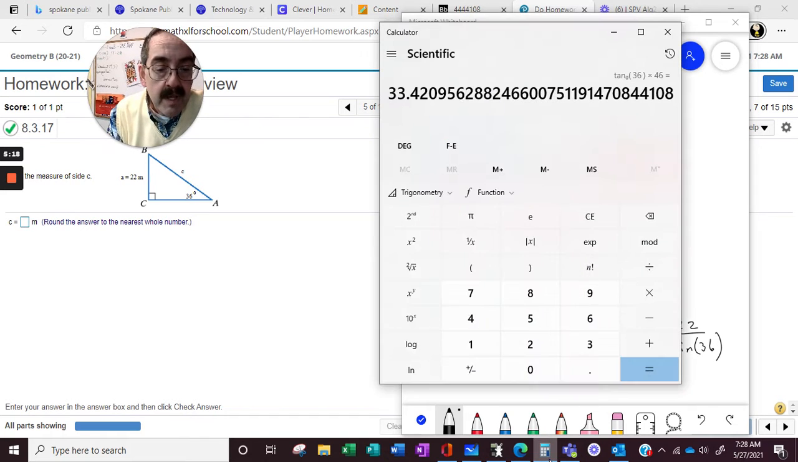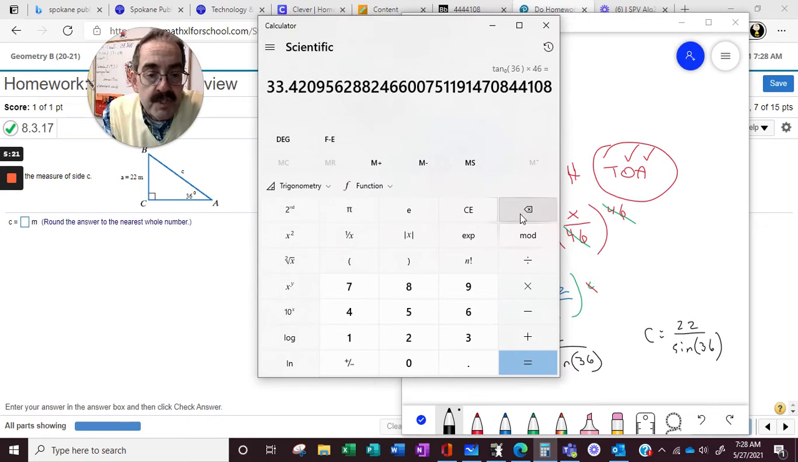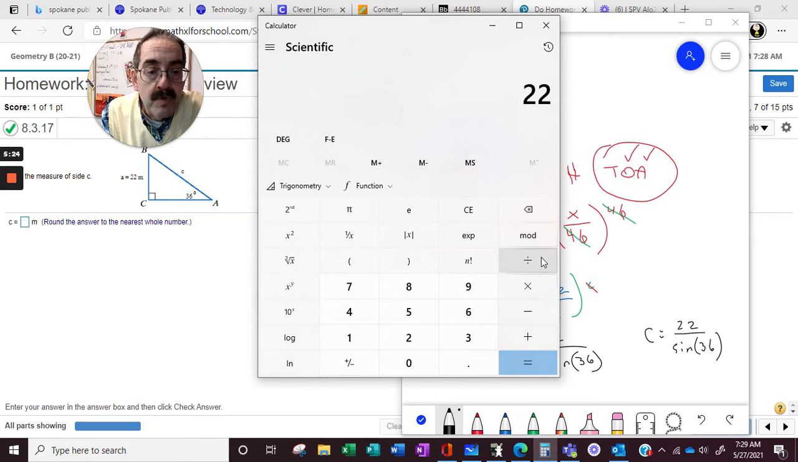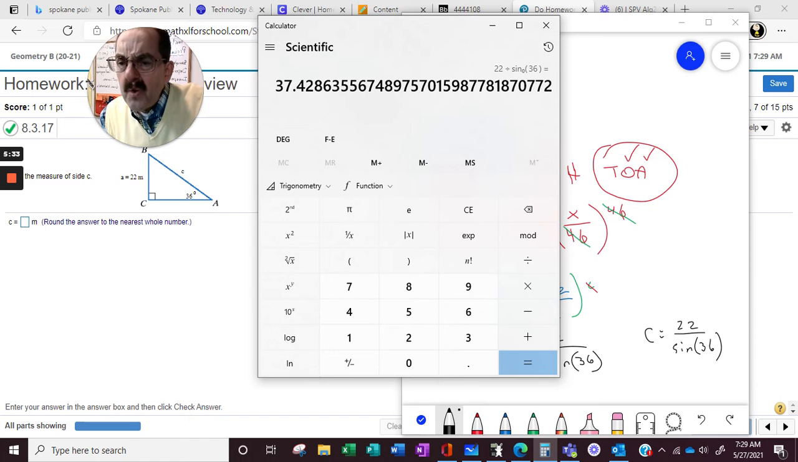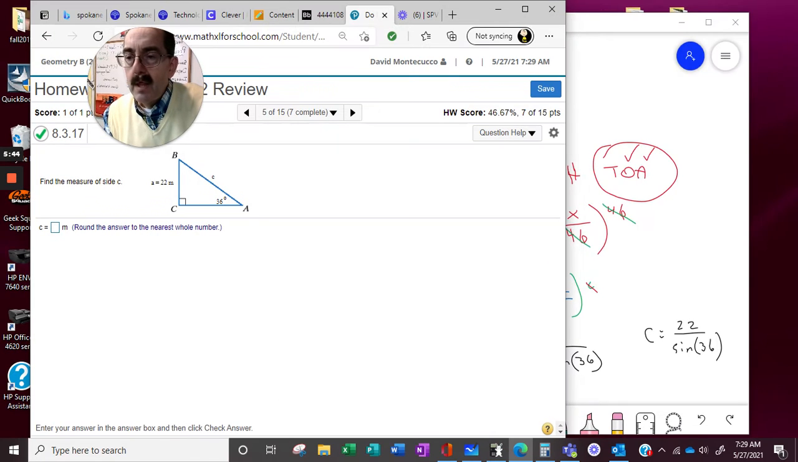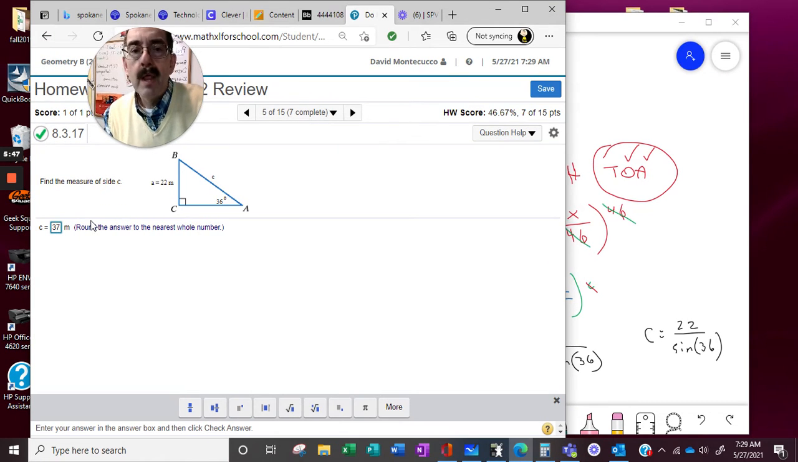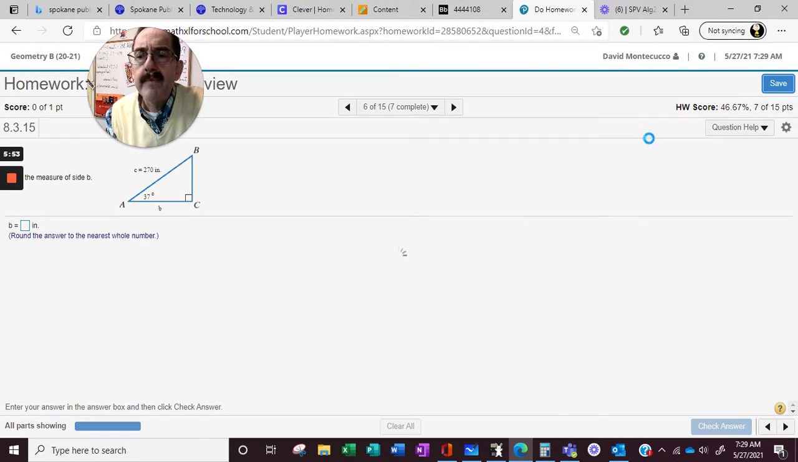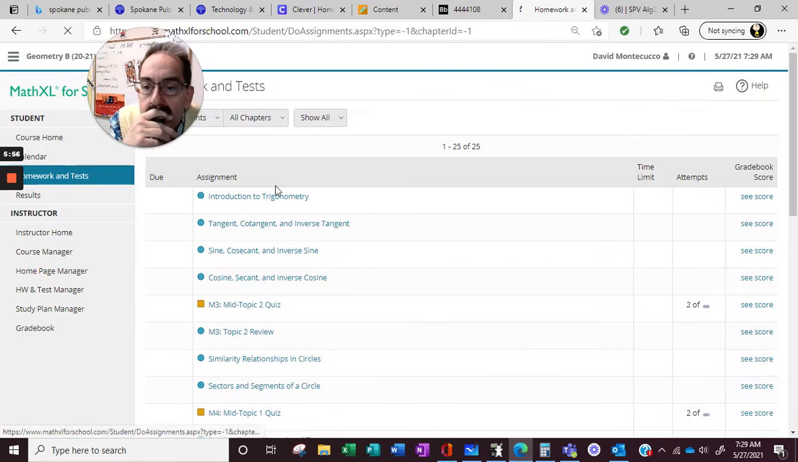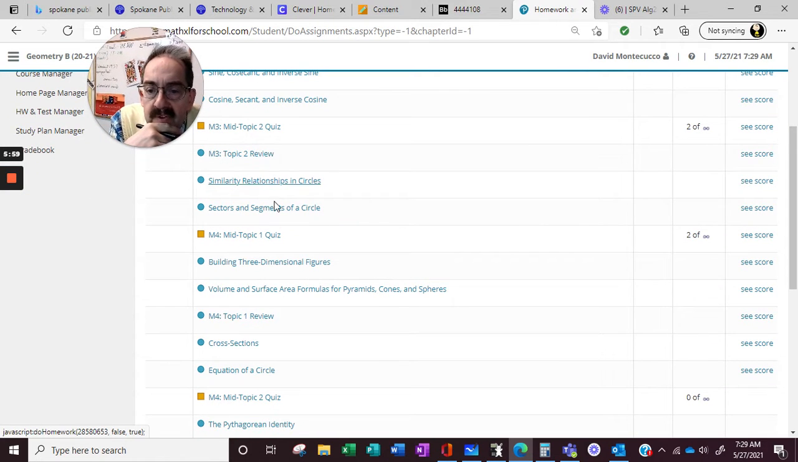Grab a calculator. Now this one, if you're using just one of those cheap calculators, we're going to go 22 divide. Now here's the key. 36 trig sin equals 37.43. No, round to the nearest whole number. See how they don't ask the same thing twice? 37. Check it. Awesome. Okay, so enough of that. We did a trig review.